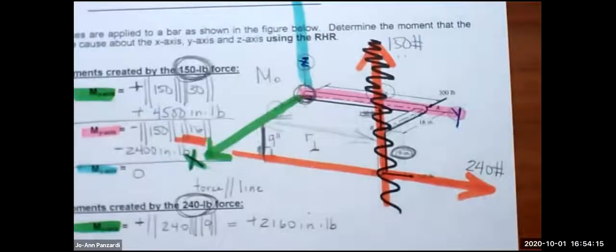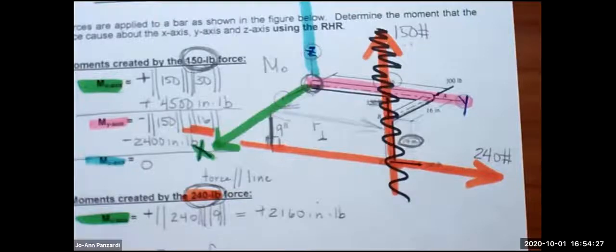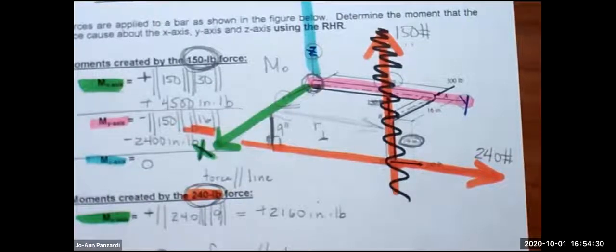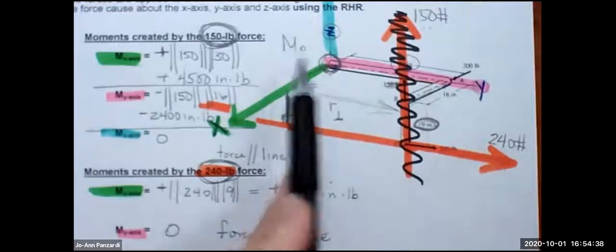X. So we're trying to find the moment about the y-axis, which is the pink, and we're looking at the 240 force. Okay, so isn't it zero because it's parallel to the y? Correct, it's zero because the force is parallel to the line. Excellent. Okay, next. Marcine, now we're looking at the 240 force creating a moment about the z-axis.